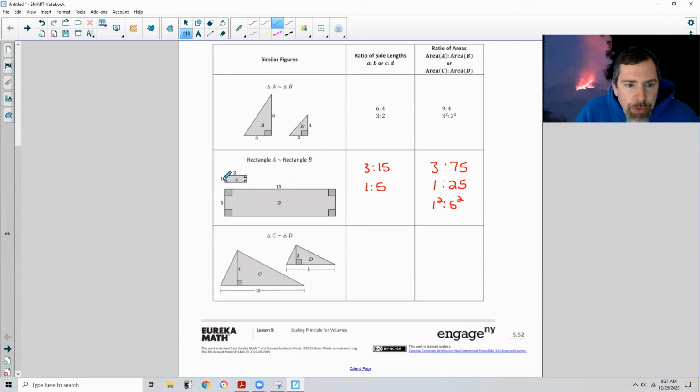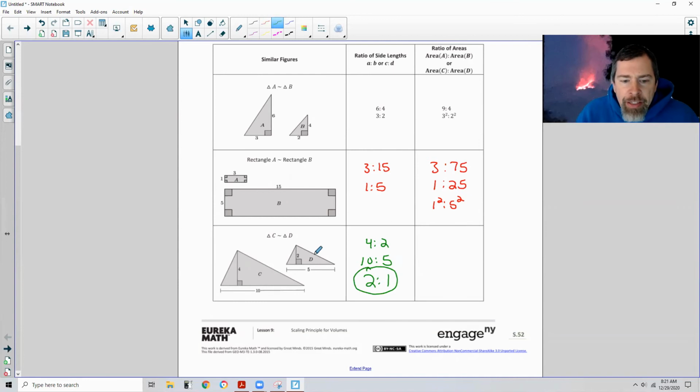6 to 4, 3 to 15. What can we do here? Altitude to altitude would be 4 to 2. Altitude 10 to 5. Those all reduce. We can reduce those down to 2 to 1. 5 goes into 10 twice, 5 goes into 5 once, 2 goes into 4 twice, 2 goes into 2 once, so I can reduce it down to 2 to 1.